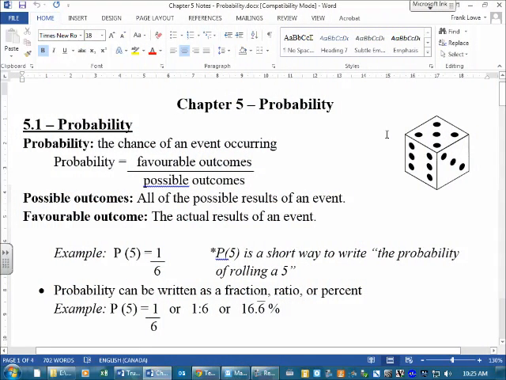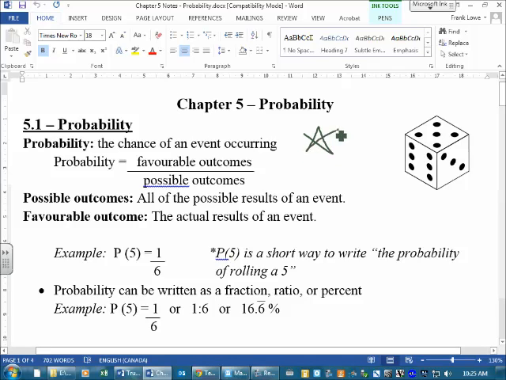This is chapter 5 on probability. This is not a new concept. I know that you have covered probability in chapter 6, so it's a bit of a review, and hopefully it'll make some sense. Now, the first little bit here that I've got in your notes is very key.